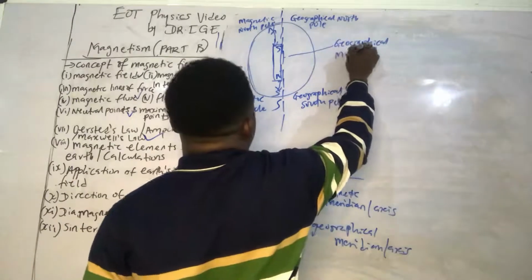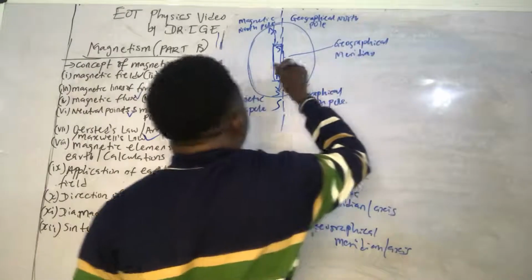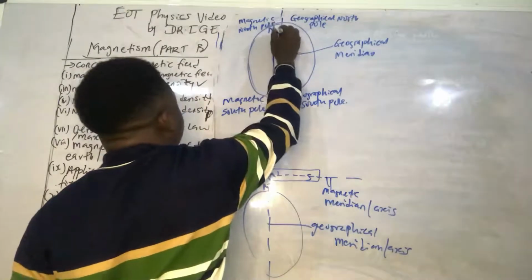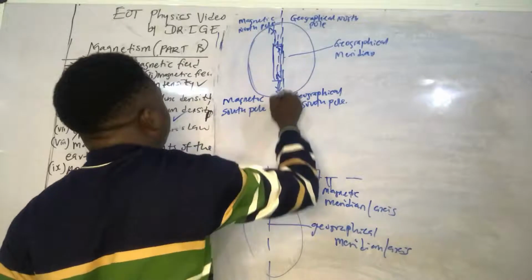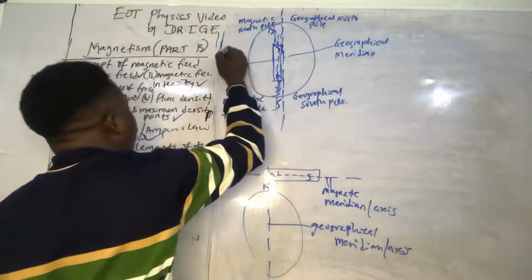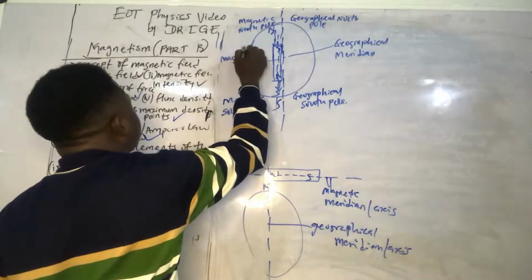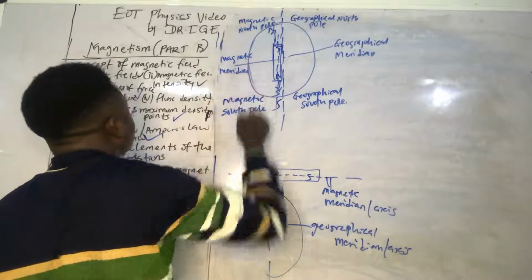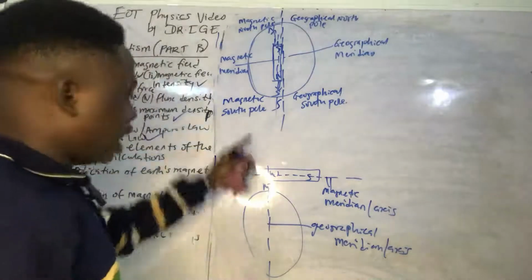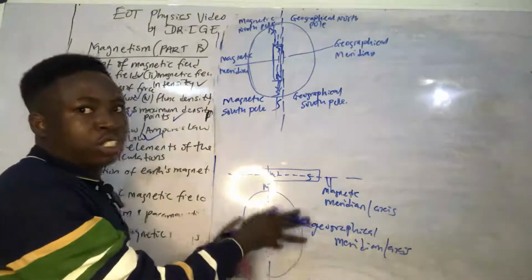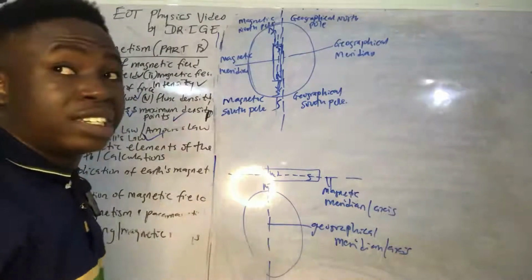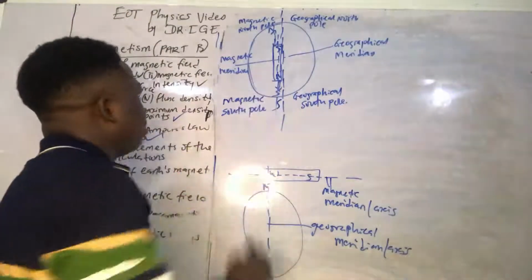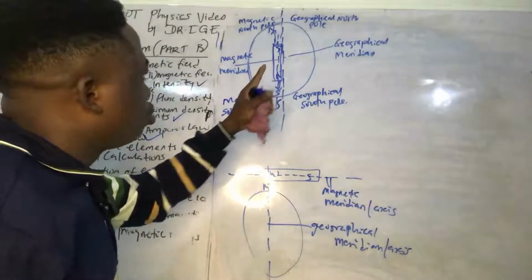Meridian, right? And then through this magnet, we can call the one that runs through it the magnetic meridian. So as you can see, we now have two meridians. What we just did is that we brought this knowledge to this part because of this imaginary bar magnet, right? So you can see we now have two meridians.